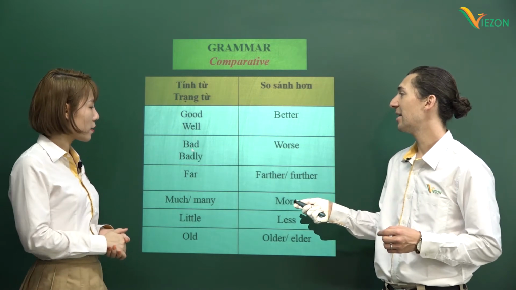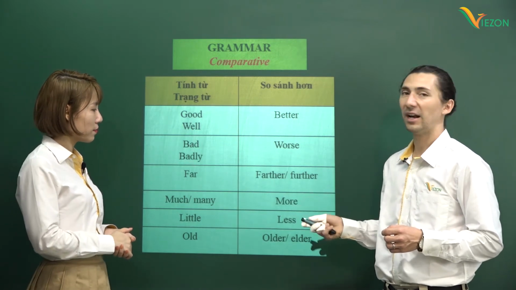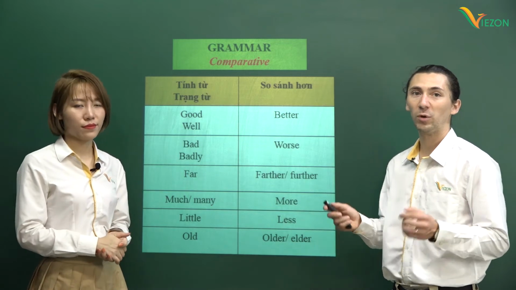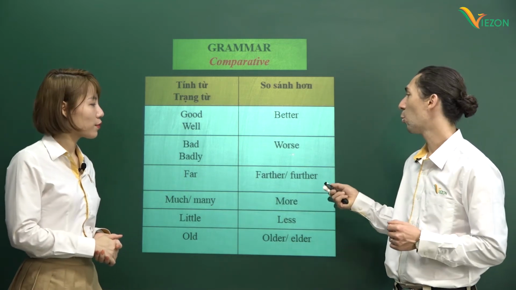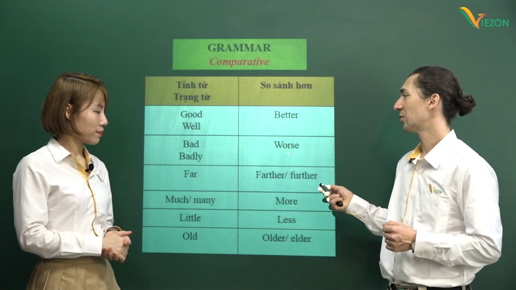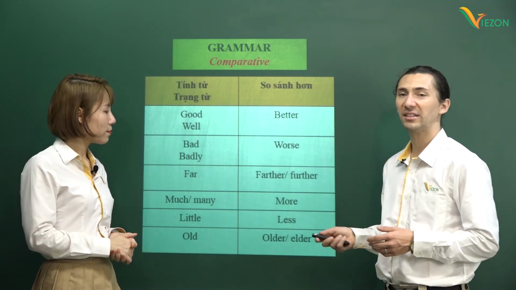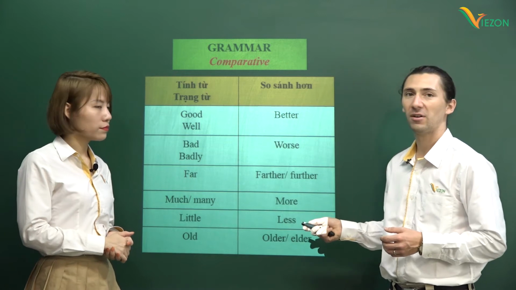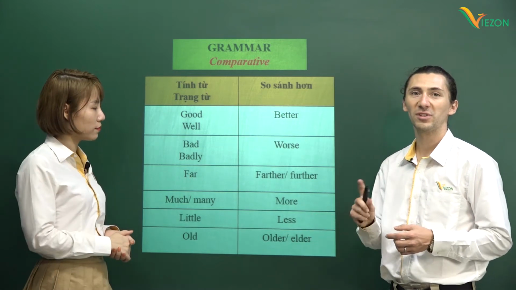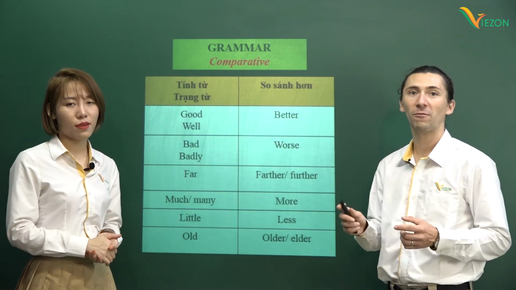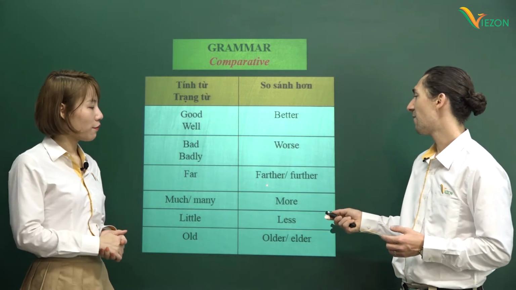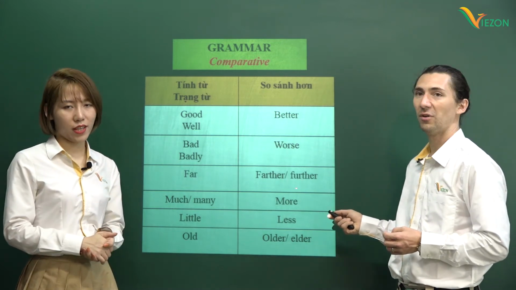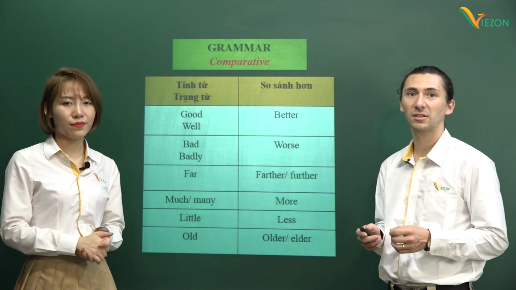We have bad and badly. And again, this one is irregular. So when we use the comparative form, we say worse. All right, and the next example we have here is far. So this one too, we don't say farer or more far. We say farther or further, depending on the context.